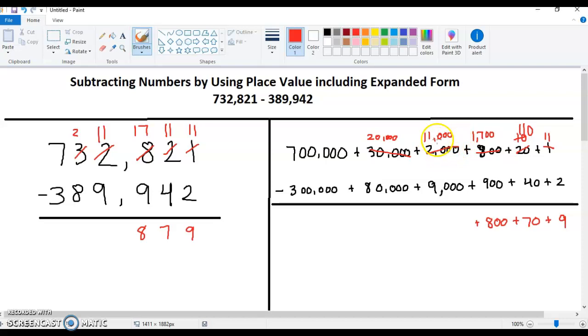So 11,000 minus 9,000 leaves us with 2,000. 11 take away 9 is going to leave us with 2. So 2 groups of 1,000. And we're almost done here.